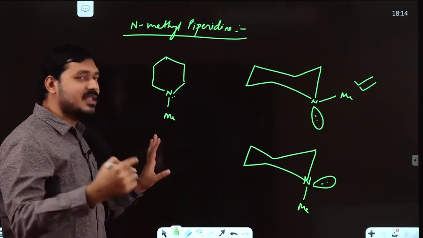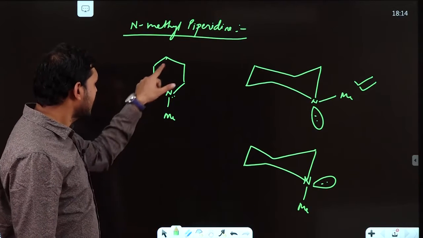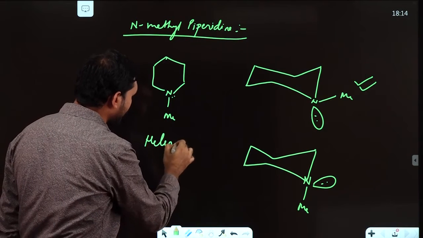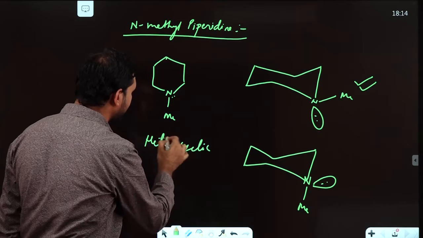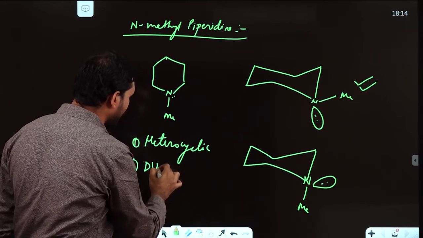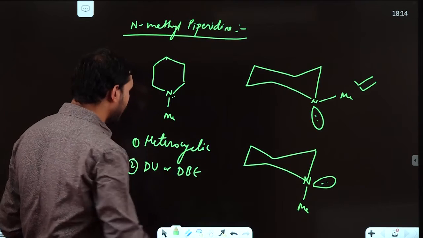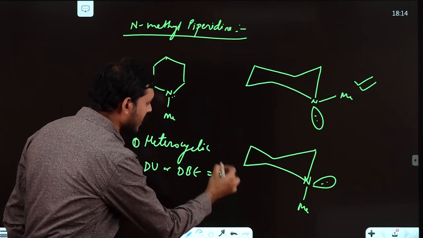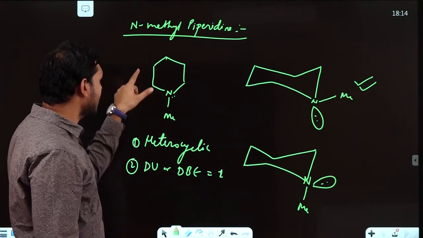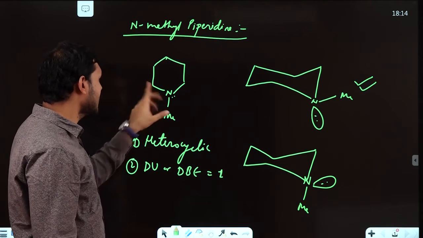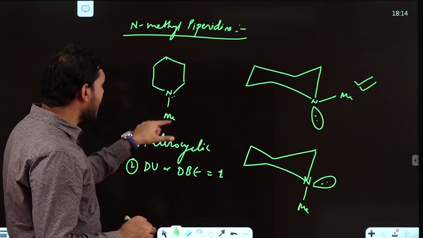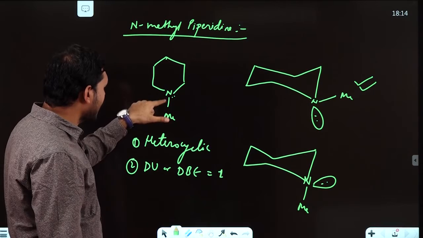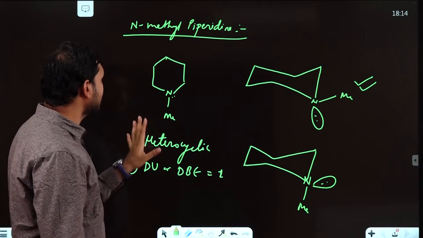Now if I simply say piperidine, it simply means this 6-membered ring, it is heterocyclic. The DU or DBE, double bond equivalent or degree of unsaturation, for this compound will be 1 because it carries one ring. And as the ring comprises carbon as well as nitrogen atom, it is heterocyclic. This is N-methyl piperidine. If you are told to draw only piperidine, that will be your nitrogen having a hydrogen atom simply. So this is N-methyl piperidine.